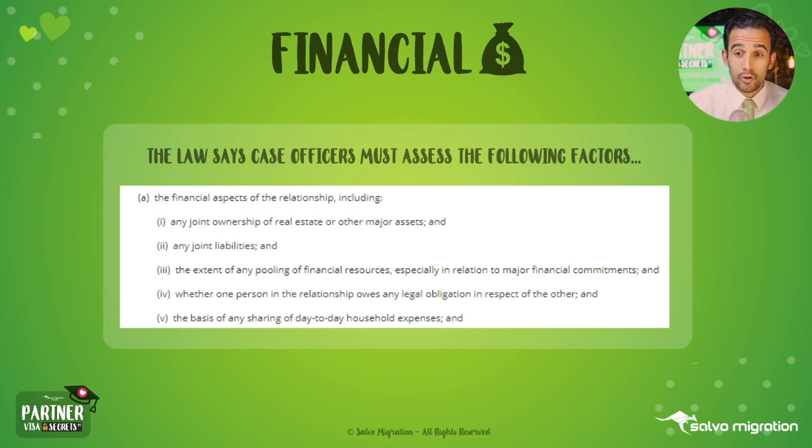That's why I said they don't just relate to one aspect often. Documents can relate to multiple aspects. Also the extent of any pooling of financial resources, especially in relation to major financial commitments, and whether one person in the relationship owes any legal obligation in respect of the other, and the basis of any sharing of day-to-day household expenses. So those are the factors they're going to look at to determine if you're in a de facto or spousal relationship, or even if you intend to marry.